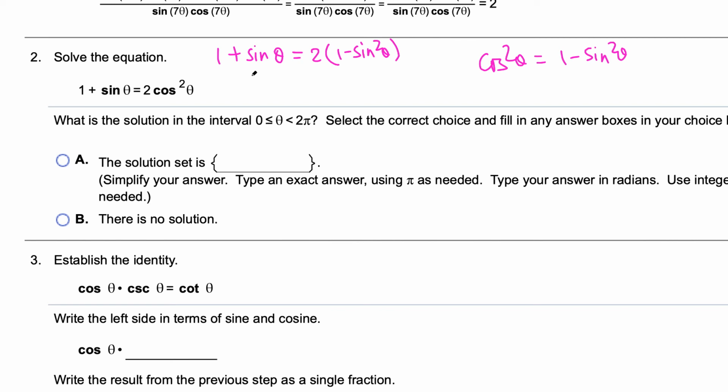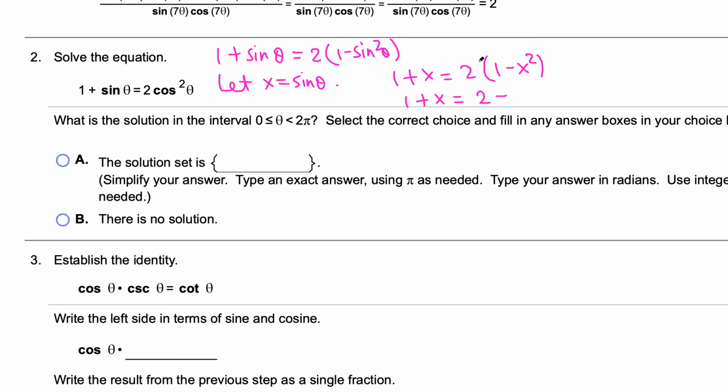And if it is complicated to handle with sine theta, we can let x be sine theta. Okay, let's sine theta be x. Then that makes this simpler. So then this becomes 1 plus x equals 2 times quantity 1 minus x squared. Now let's simplify. This is 1 plus x equals, distribute, 2 minus 2x squared.